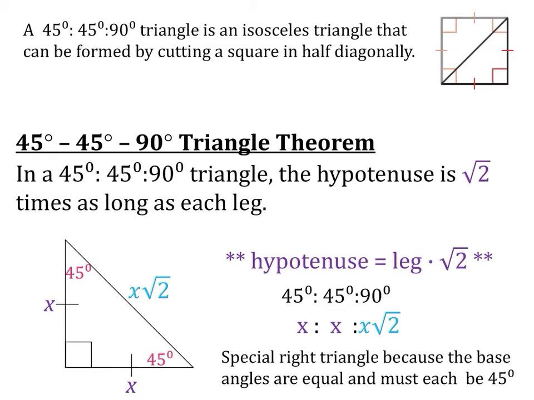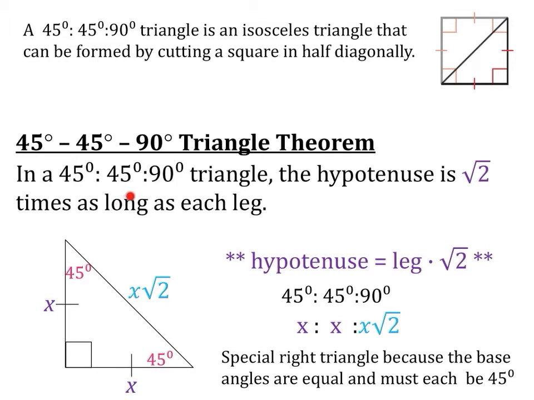So let's start with a square. We know that a square, when it's cut by a diagonal, will divide the angles into congruent angles. It also divides the square into two congruent triangles that are isosceles. So that makes these angles 45-degree angles. This takes us into our 45-45-90 triangle theorem.